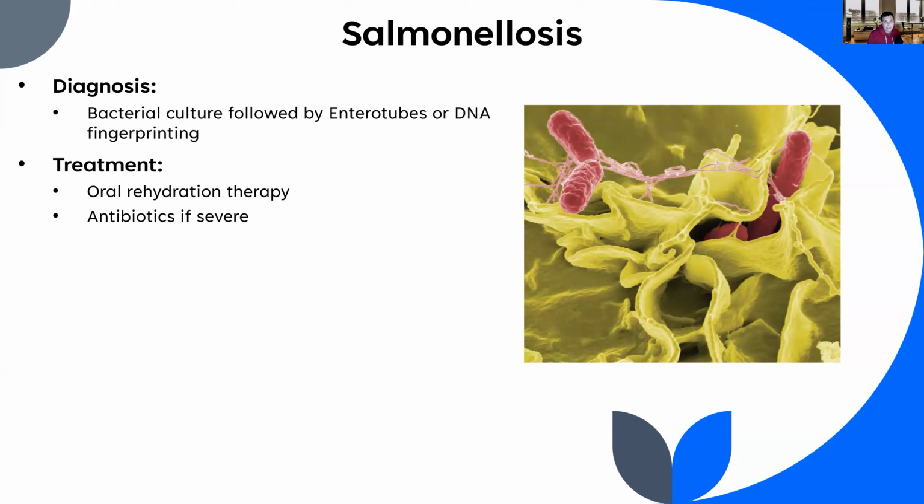Diagnosis is typically bacterial culture followed by an enterotube or DNA fingerprinting. So you'll see me reference these enterotubes every so often. They're a pretty neat little device that you can acquire. Essentially, they consist of 12 different compartments, each with a different sort of test happening inside of them. And you inoculate all 12 of these in this little stick shaped object, and you wait until you get results, and then you interpret them the next day. And you can usually tell exactly what species you're dealing with here. So if you want to know more about enterotubes, you can look them up, but that's what we're dealing with.